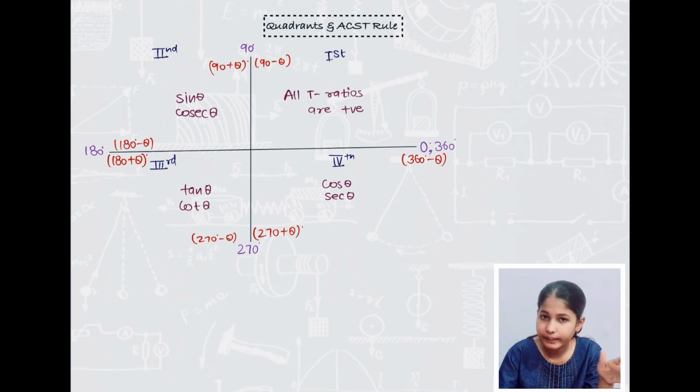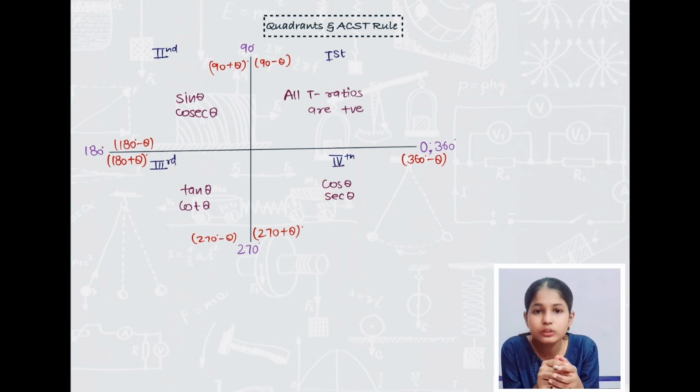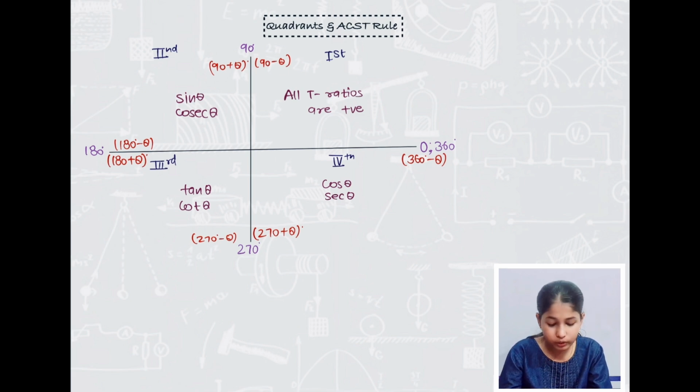In the same way, in the third quadrant, except tan theta and cot theta, all other trigonometric ratios will be negative. In the same way, last but not the least, in the fourth quadrant, cos theta and sec theta will be positive. All other ratios other than these two will remain negative. Okay? I hope you all have understood.